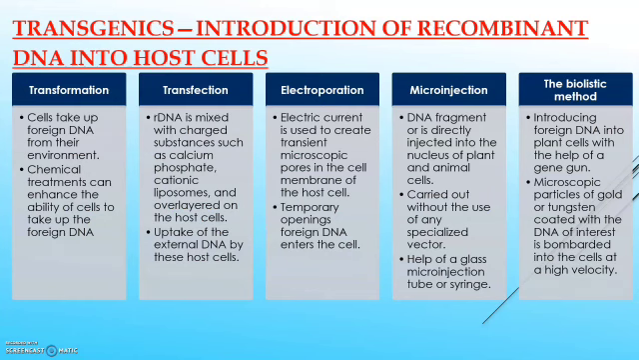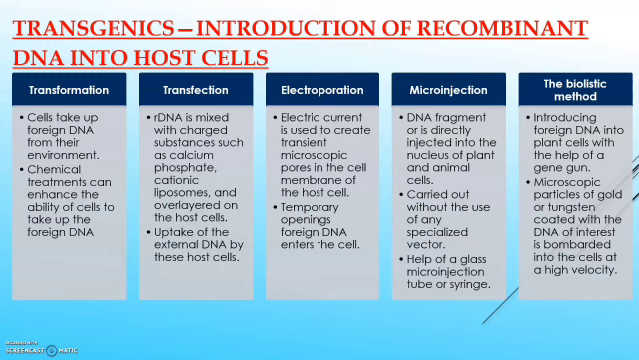And the next process, after the recombinant DNA molecule is formed, is transgenics, which is also called introduction of the recombinant DNA into the host cells. And this transgenics can be of 5 types. That is, the introduction can be done by 5 major categories. And the first one is transformation.